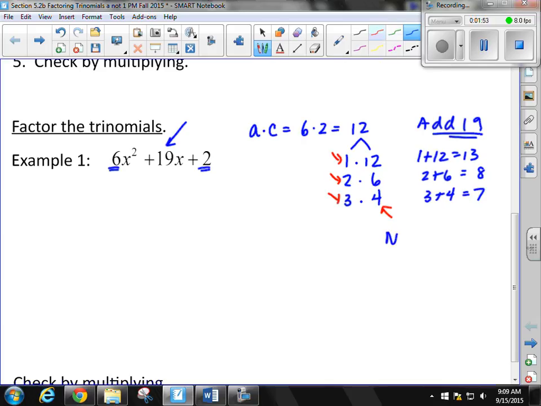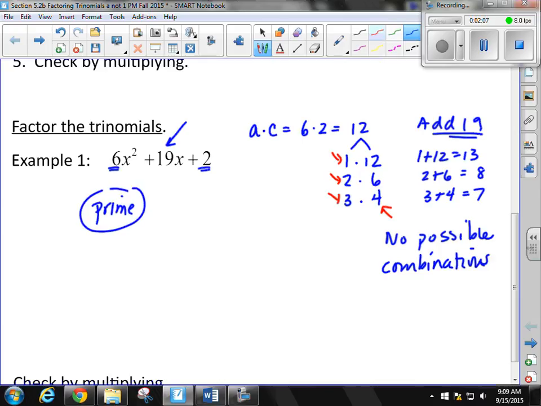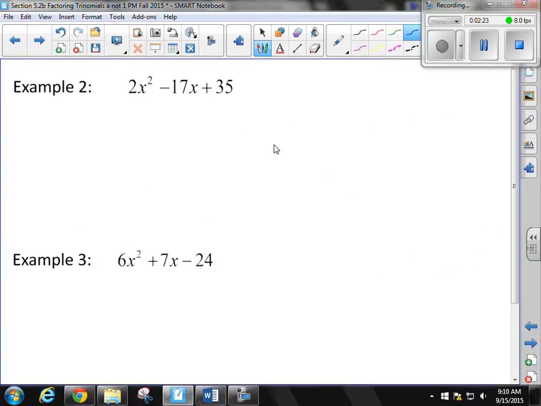There are no possible combinations that will work in this trinomial. So I know my answer here, this trinomial is prime. Prime is another way of saying it does not factor. So we're going to move on to the next example. Example number 2.